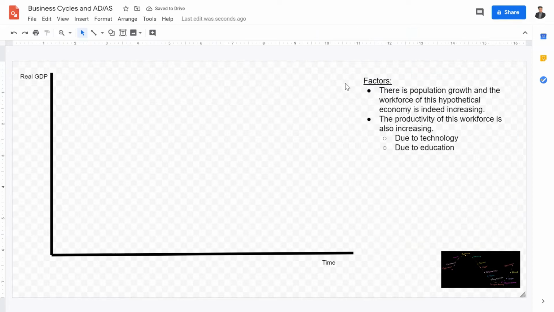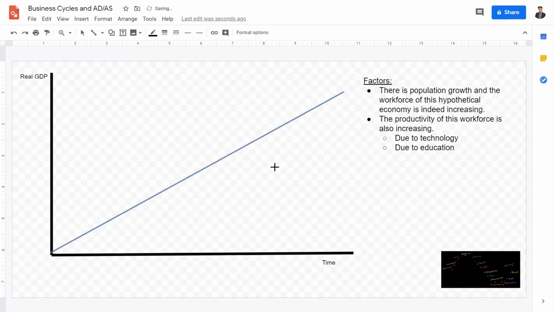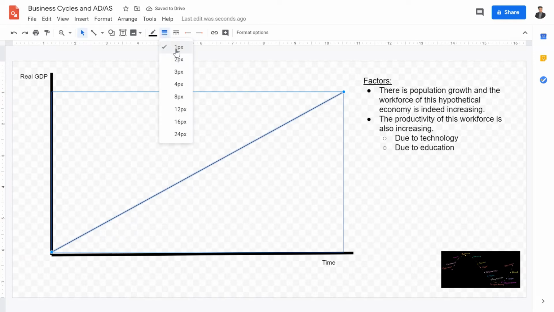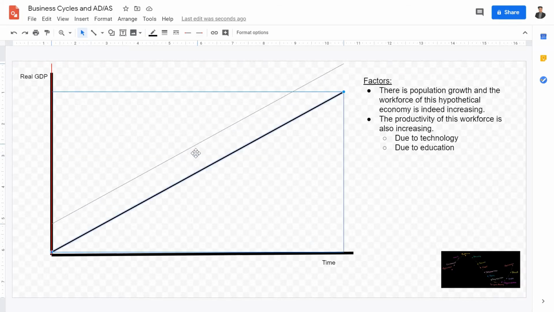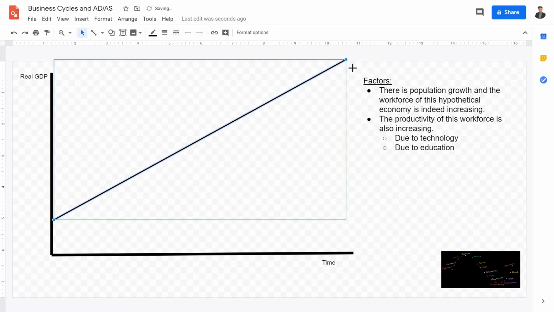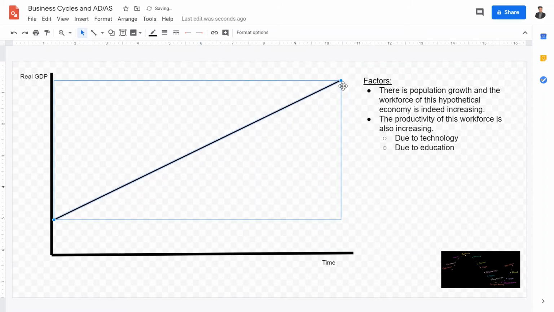So given these circumstances, we will expect the real GDP on the y-axis to increase over time, okay? So this makes a lot of sense, right? Population is growing, so the workforce is increasing, combined with the productivity, so we will expect real GDP to look something like this. However, here's the catch. Reality is not like this, okay?